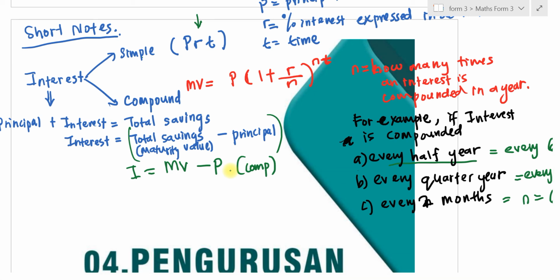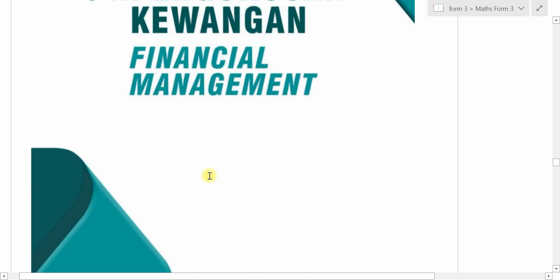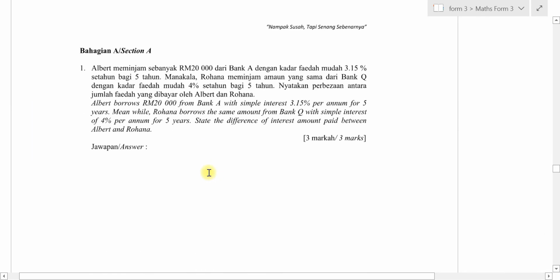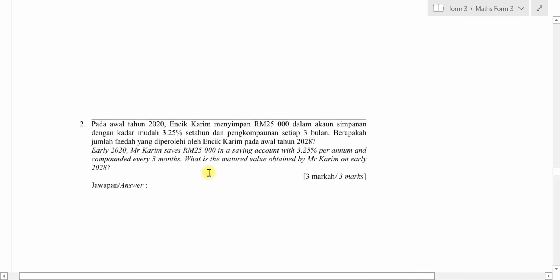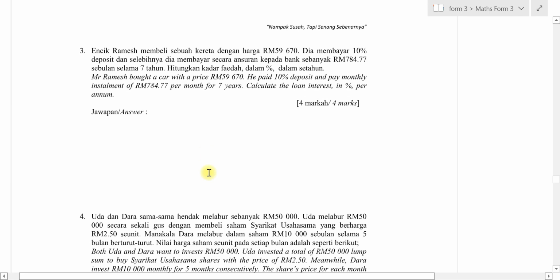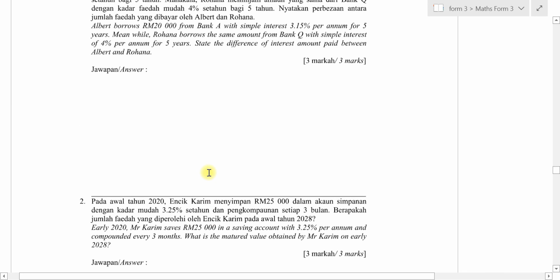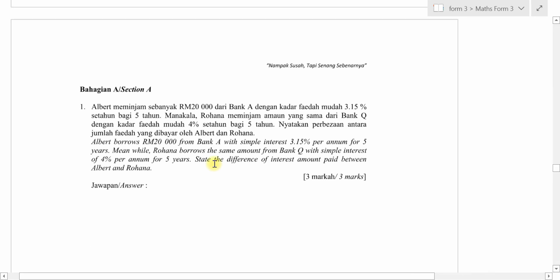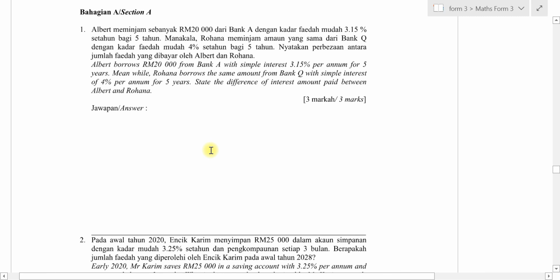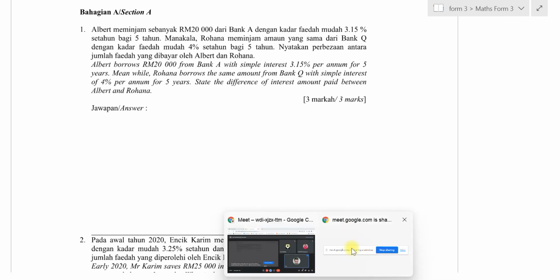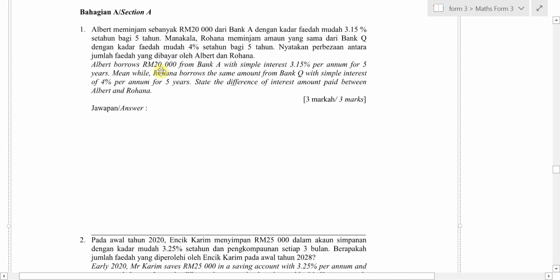So now, let us start a few questions. Maybe we try 2 questions only, like 8 minutes. First question. Albert borrows 20,000 from Bank A with simple interest 3.15% per annum for 5 years.